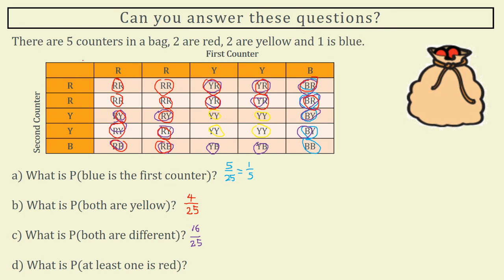So what have I got? I've got all the first row, all the second row. That's 10. And I've got another 6 there, haven't I? So I end up with 16 out of 25 again. These two are exactly the same probability. I've got as much chance of getting both different as I have of getting at least one red.